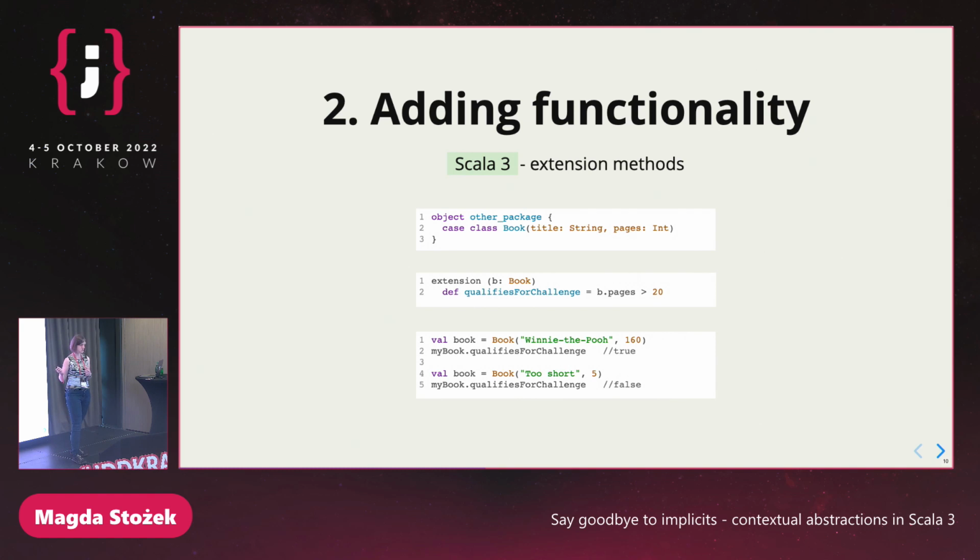You write an extension on the type book, and then you define the method that you want to add to this closed type. And this is a great example of how Scala 3 adds constructs which do one thing and do it well. So right now, if you see this extension keyword in your code, you instantly know what is being defined. You don't even have to think. You know that it is adding a method to an existing closed type. So this is great.